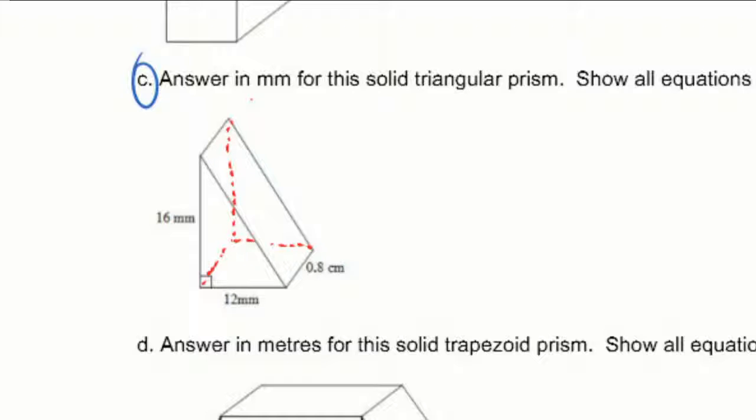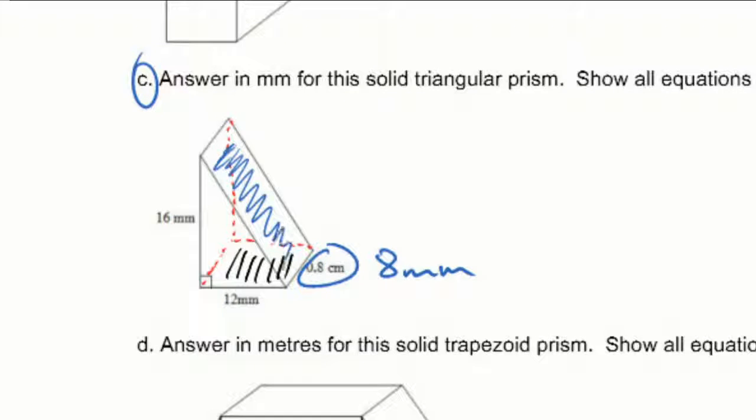All right, answer in millimeters, and you'll notice that they're trying to trick me, but I'm smarter than that now. That's 8 millimeters just multiplied by 10 to get millimeters. And what sides am I dealing with here? So I have the bottom, which is a rectangle. I have this front face, which is a rectangle. I have this back face, which is a rectangle. And then I have the triangle on the front and back.